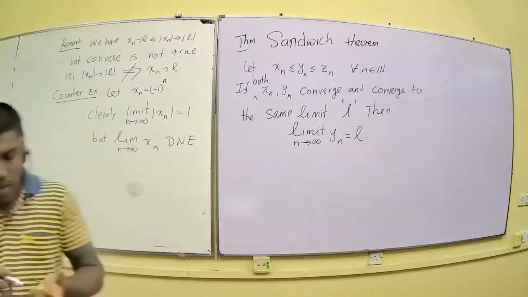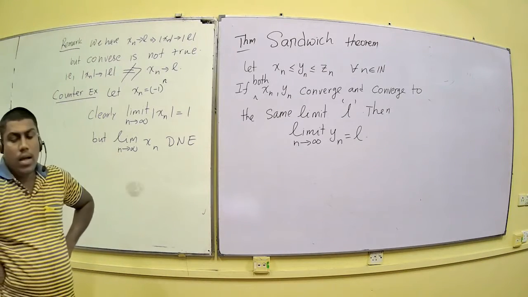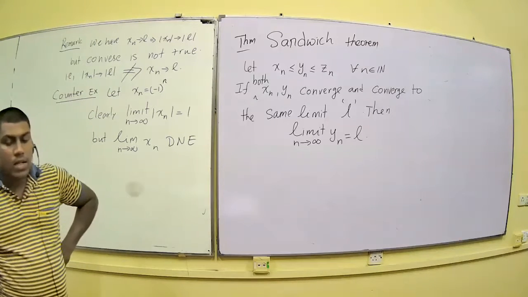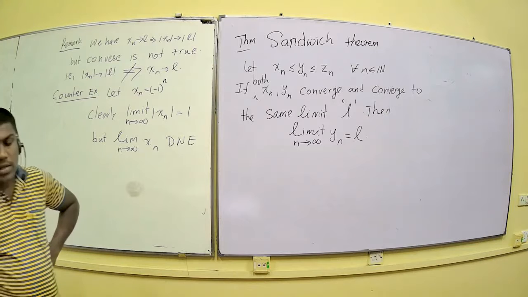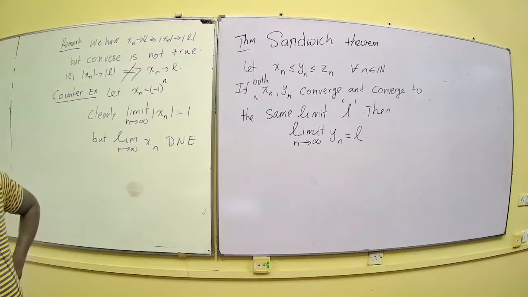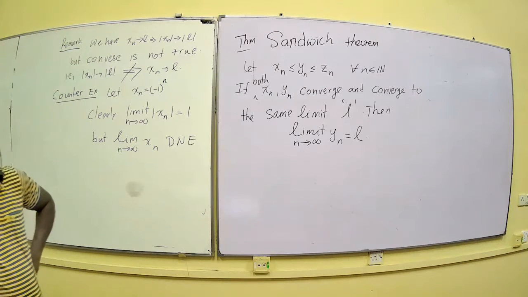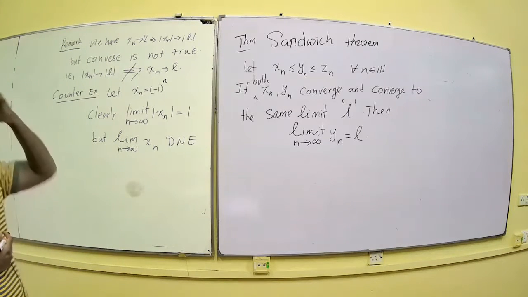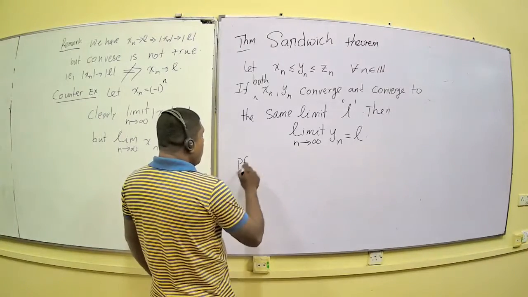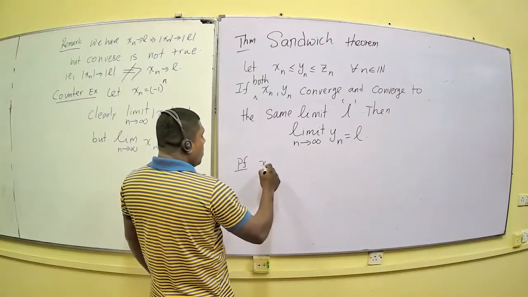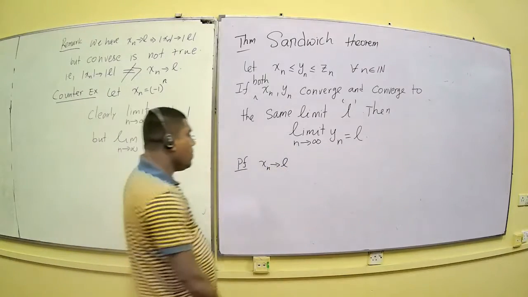Okay, so if the sequences on both sides of the sandwich are converging and converging to the same limit, then the sequence in the middle will also converge and converge to the same limit as well. Right? So let us do this proof. It's not a big thing, very similar to all. So you know xn goes to L.